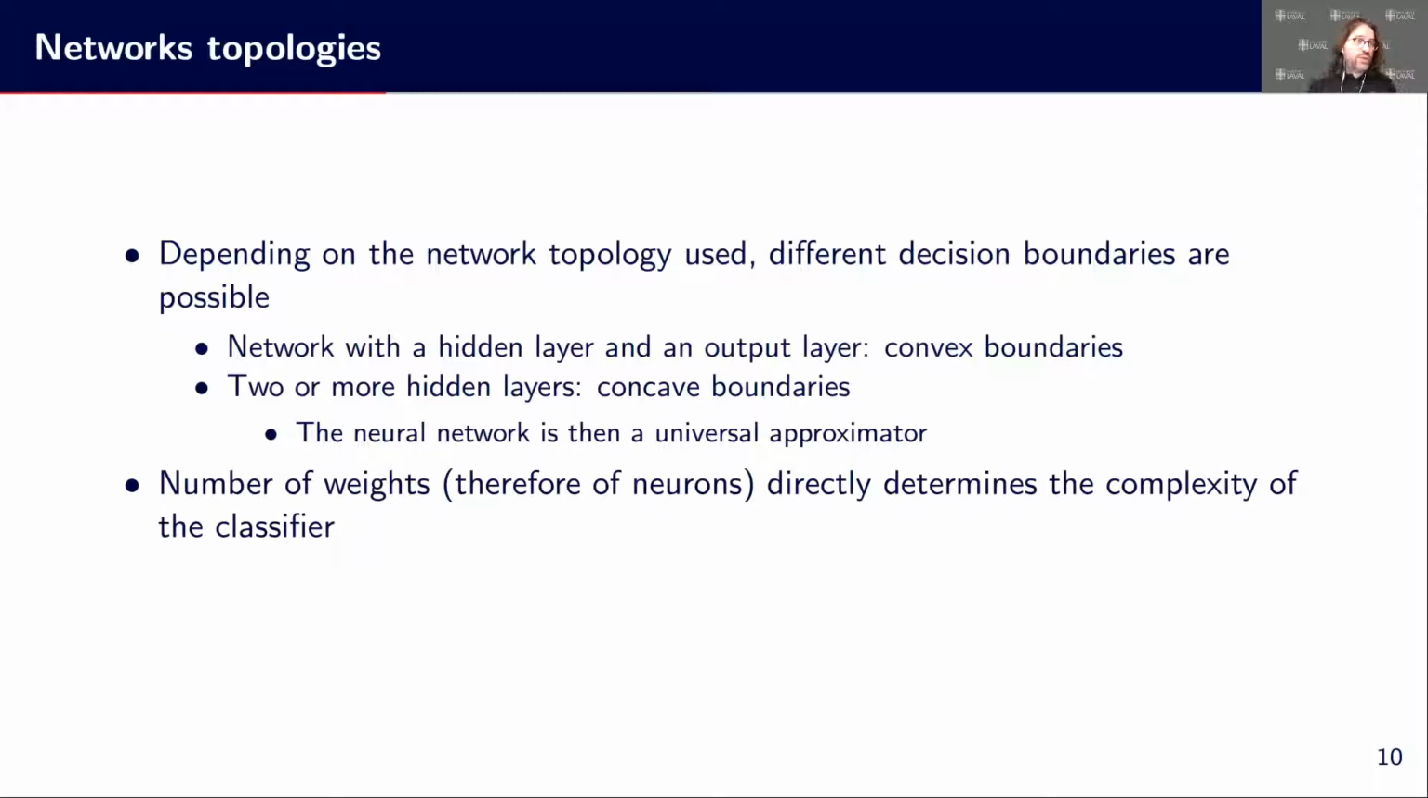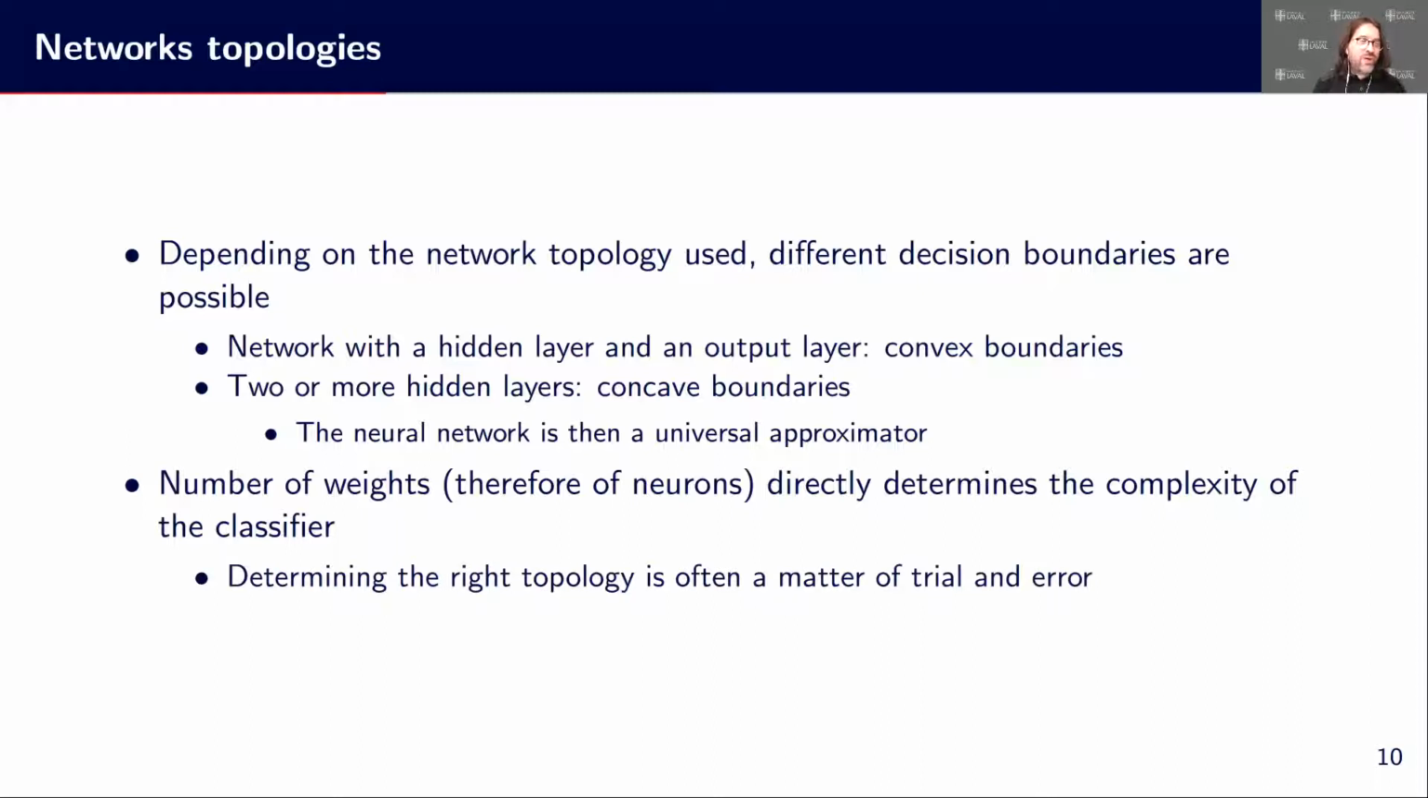As such, the number of weights, which is basically a function of the number of neurons, directly determines the complexity of the classifier. With more neurons and more weights, we have a more complex model that has the potential of learning fancier decision frontiers to fit more complex data sets. And there is no exact way of determining the right topology. It's more a matter of trial and error. We need to experiment with different topologies to figure out the one that is good to deal with a given data set. And there are no universal topologies that work well for all kinds of problems.